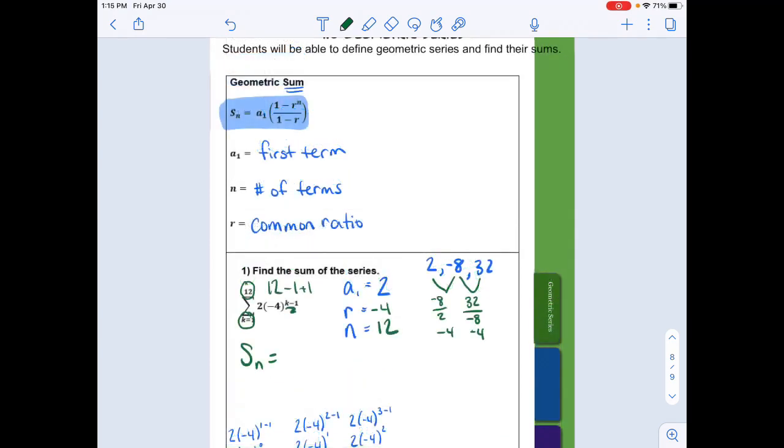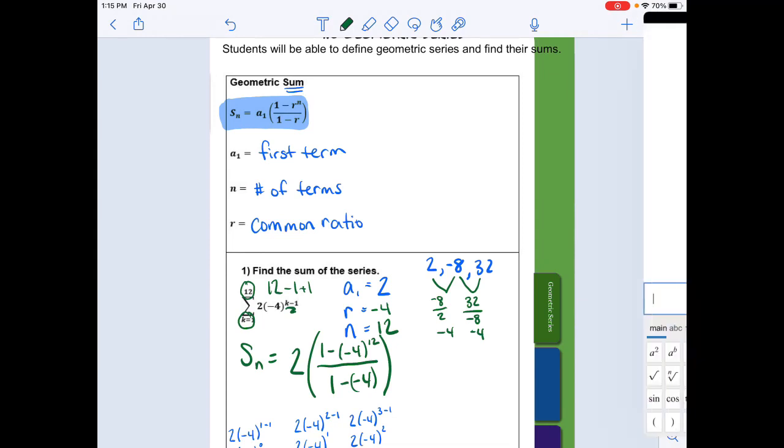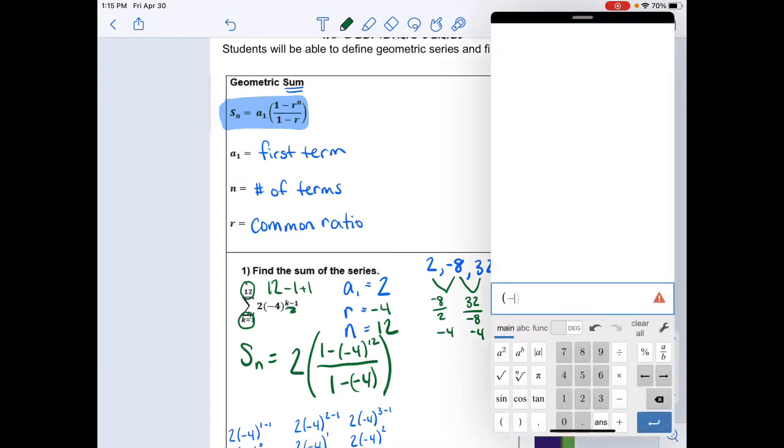Anyway, once you know what a sub 1, r, and n are, you can plug them into your S sub n sum equation. So a sub 1 is 2. Notice the 2 is multiplied by the whole fraction, so do the multiplication step last. PEMDAS tells us we need to do parentheses and then exponents, and then multiply and divide. Okay, so we're going to simplify within the parentheses. We have negative 4 to the 12th power. Now notice, be careful with those parentheses. I included them on purpose.